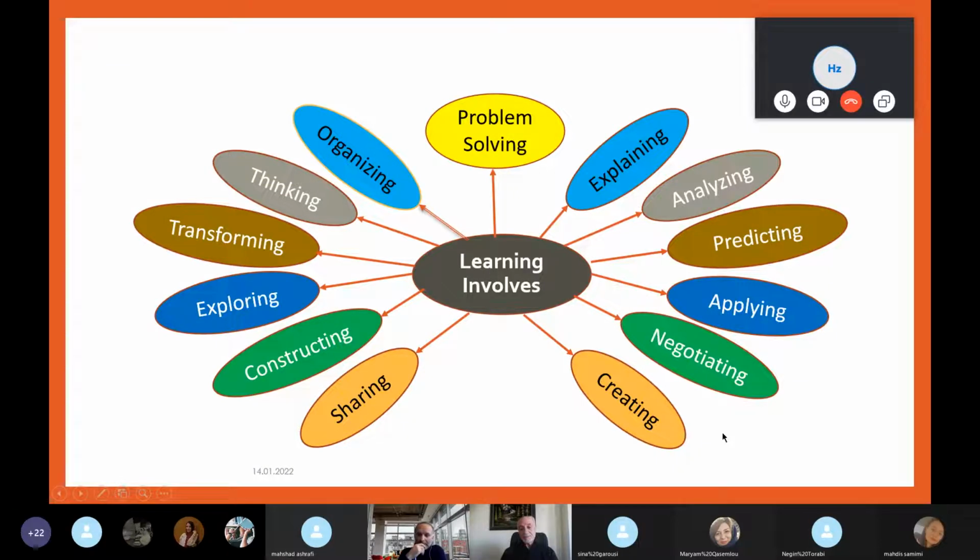Creating: try to put them in a context in which they could create something. This goes with the idea that you learn by doing. And of course, assessment. We need to give them opportunities to assess themselves, to assess their learning, their progress, their achievements, accomplishments, whether they understand they are learning or not. Assessment is not on the side of the teacher only.